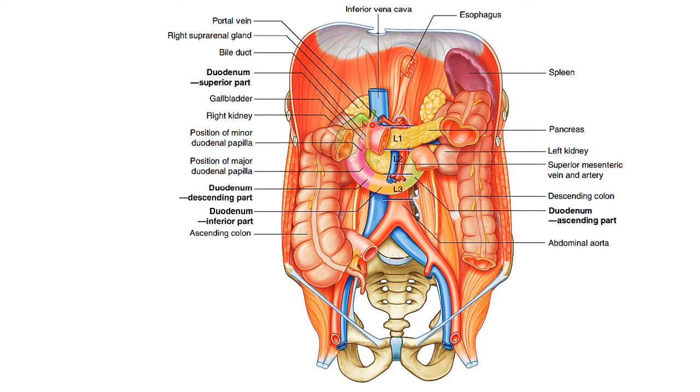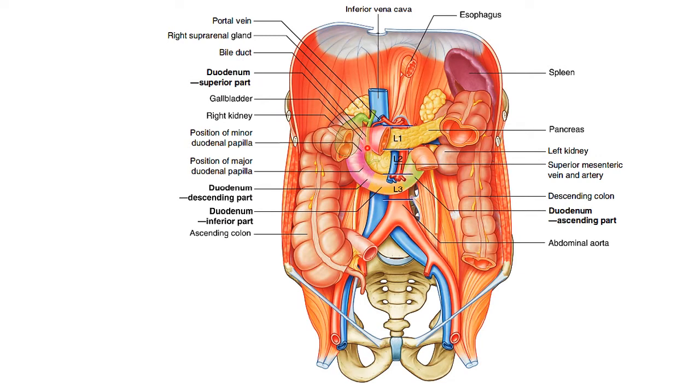It extends from the pylorus on the right side of the median plane and ends at the duodenojejunal junction or at the duodenojejunal flexure on the left side of the median plane. The duodenum is 10 inches or 25 centimeters long.